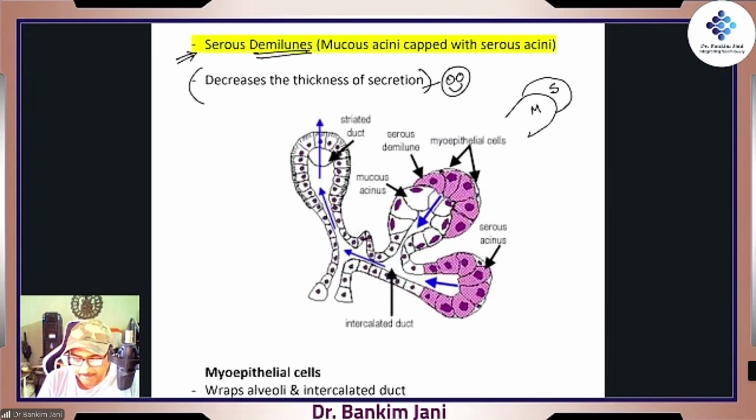So here it is, the mucus acinus. Now go back. Mucus acini were all pyramidal cells. So yes, these are pyramidal cells, right? And there was a small lumen. But on top, there are serous demi-lunes, right? These are the serous, which is like a cap. This is a serous acini. So they are over there.